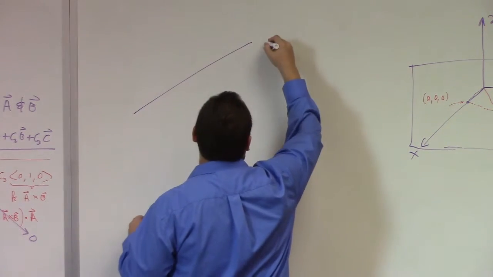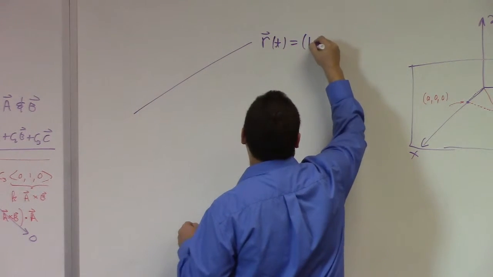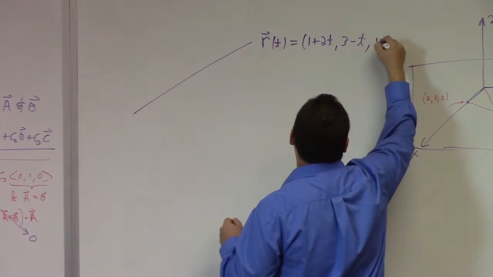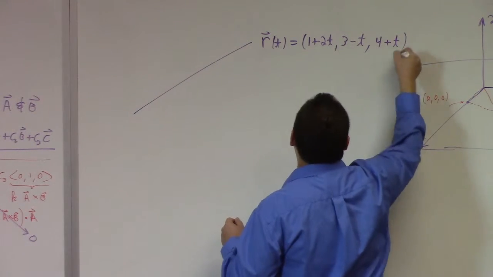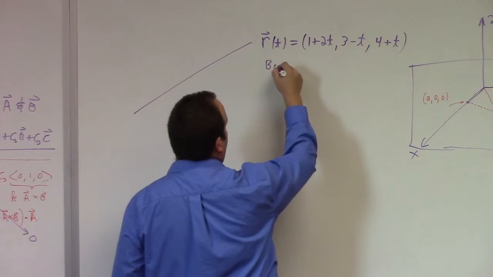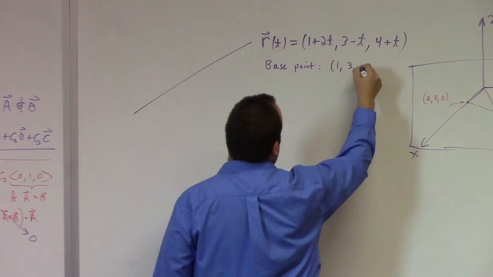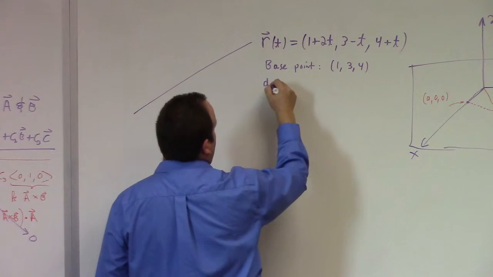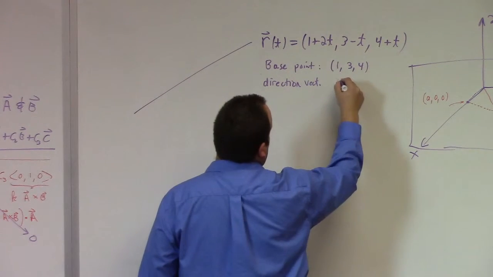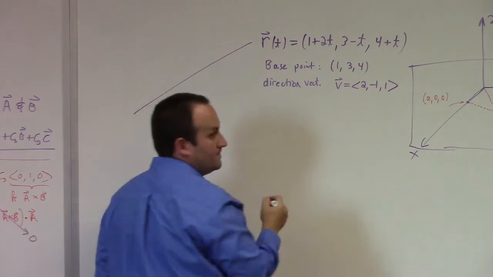Let's see here. Let's talk about this line parameterized by r(t) equals (1 plus 2t, 3 minus t, 4 plus t). There we go. That's a line. And let's see here. Base point what? (1, 3, 4), right? And the direction vector is what? I can see (2, -1, 1) from looking at the formula.